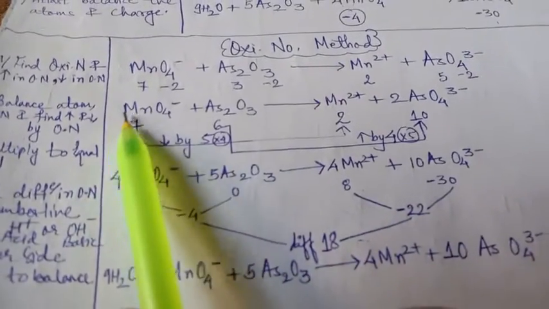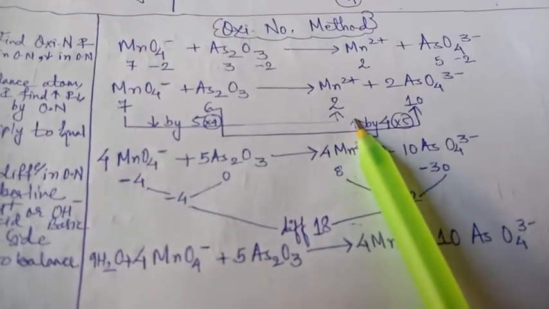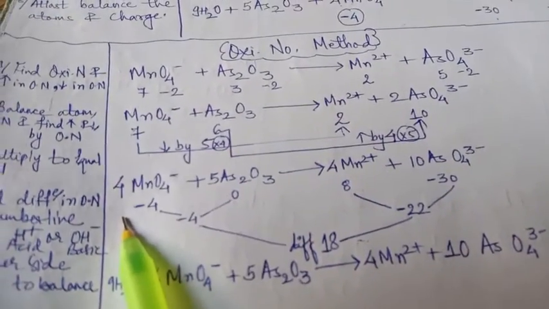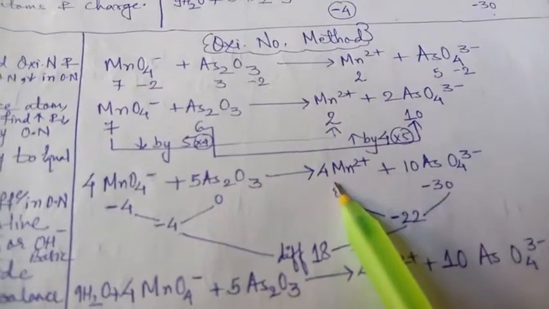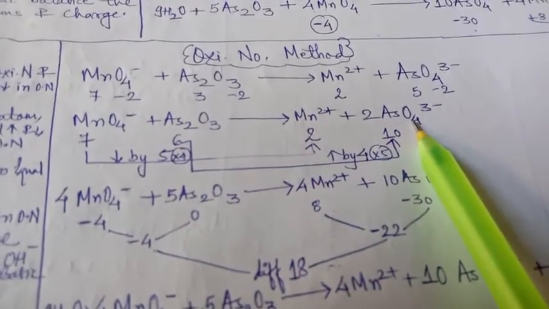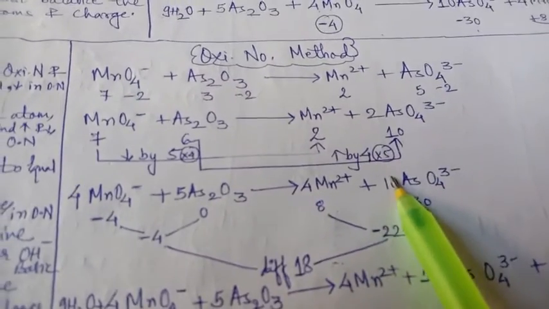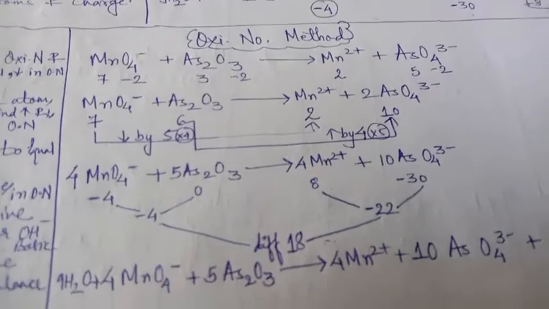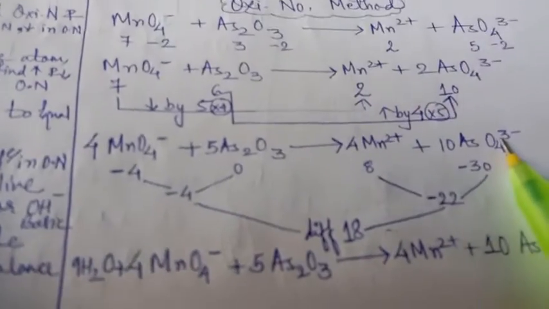So in this whole reaction, MnO4 minus gives Mn plus 2, multiplied by 4. So see here, 4 MnO4 minus gives 4 Mn plus 2, and this As2O3 to AsO4 3 minus will be multiplied by 5. So here 5 As2O3 and 10 AsO4 3 minus.